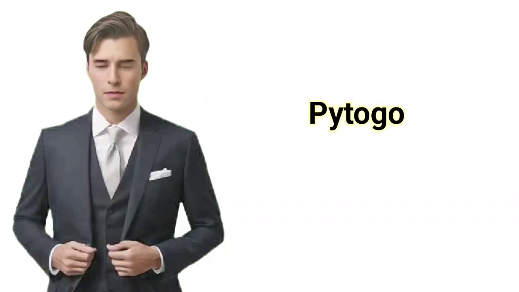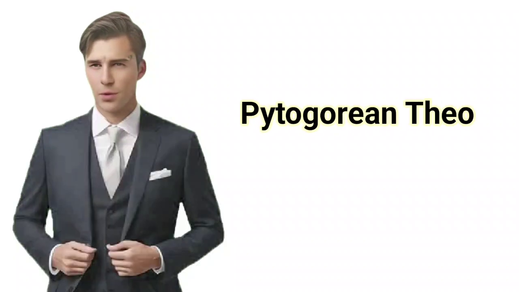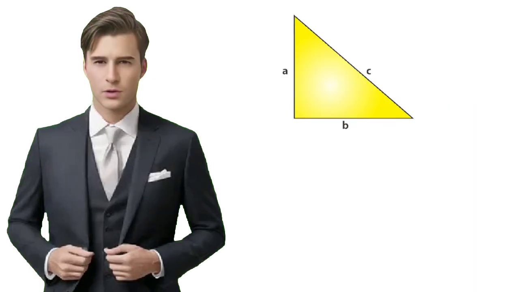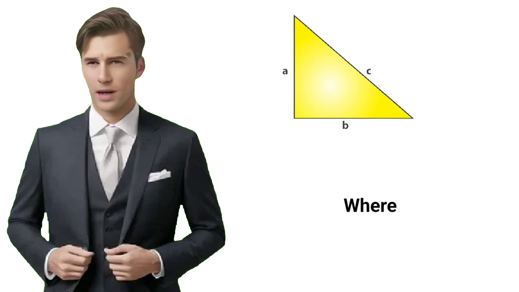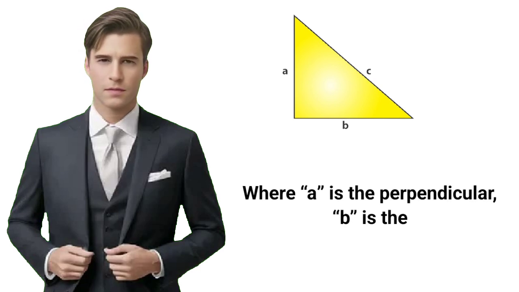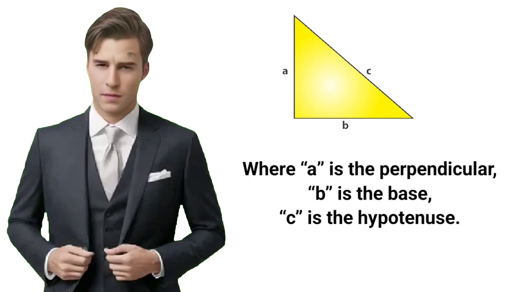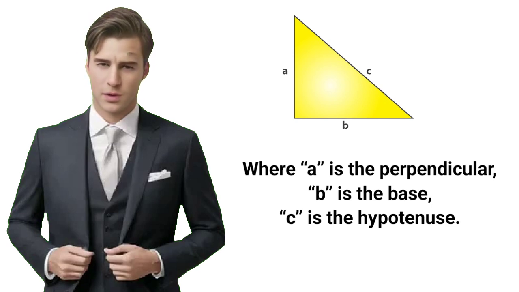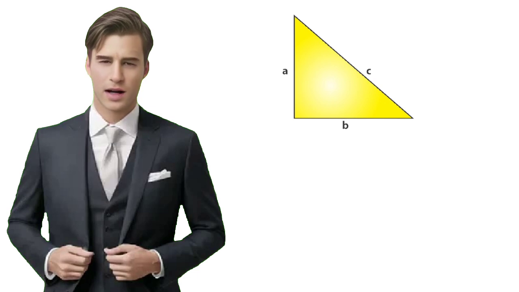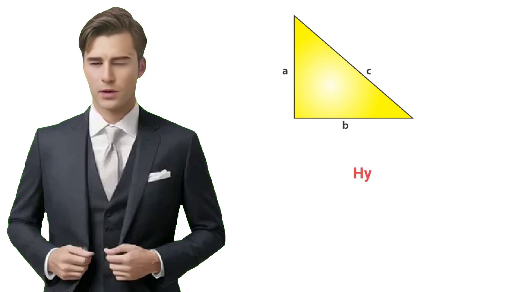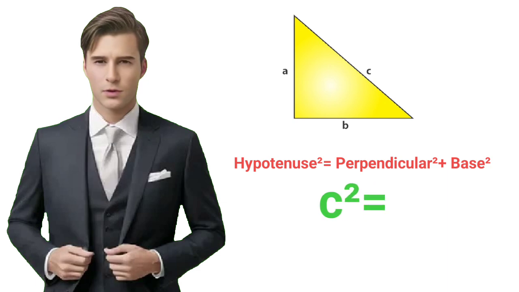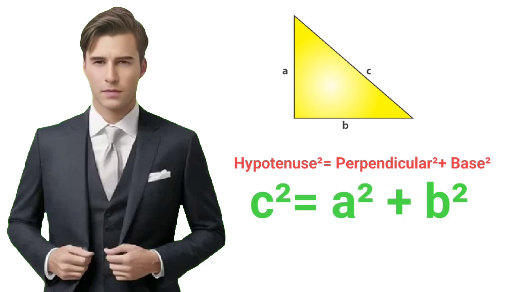Hi, everyone. Welcome to today's video, where we're going to explore one of the most famous theorems in mathematics, the Pythagorean theorem. Consider the triangle given above, where A is the perpendicular, B is the base, C is the hypotenuse. According to the definition, the Pythagoras theorem formula is given as hypotenuse square equal to perpendicular square plus base square. C square equals a square plus b square.